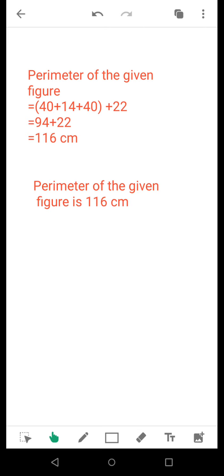So in this manner you will do these sums which have combined figures.